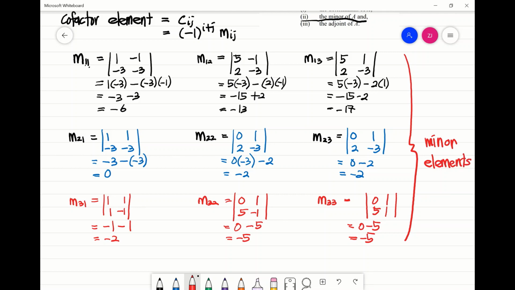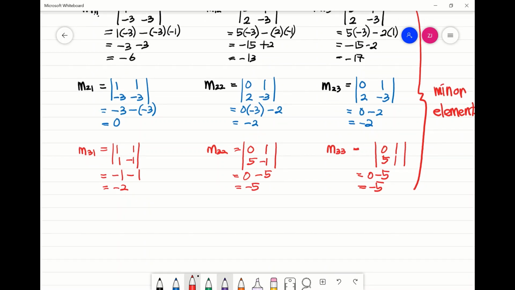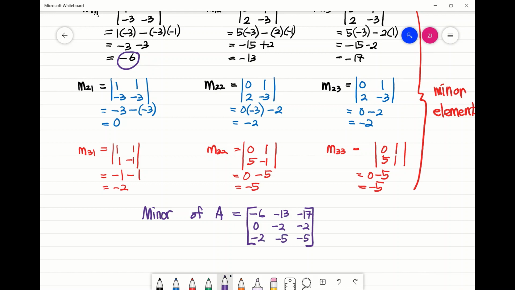Okay, now since the question says find the minor of A, it means we are going to finalize in matrix form. So how to finalize in matrix form? We are going to finalize the answer. Minor of A is basically the matrix consisting of the elements. So we get this first element, -6, followed by -13, -17, and then 0, -2, -2, -2 here, -5 and -5. So this is basically the minor matrix of A.